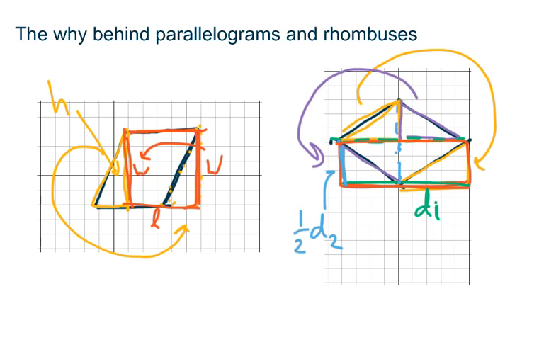Well, now we use the idea of rectangular area. We just have to multiply these two together, and we've found the area of it. So that's the why behind it. Now, let's do some actual examples. So for our first one, let's start off with a parallelogram.